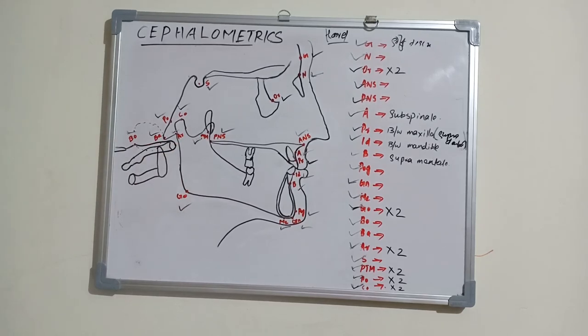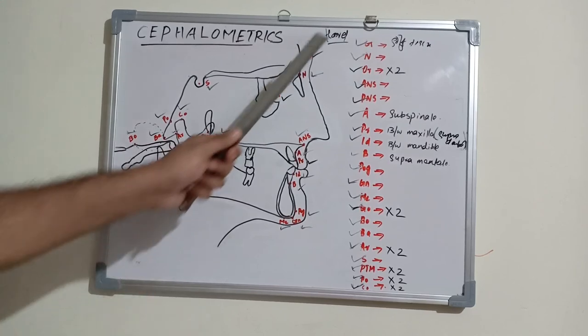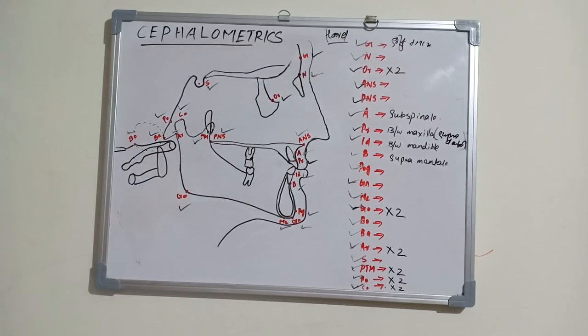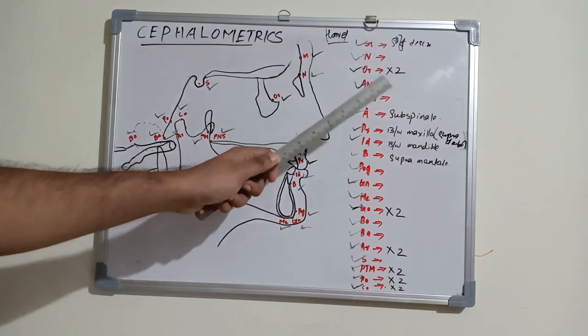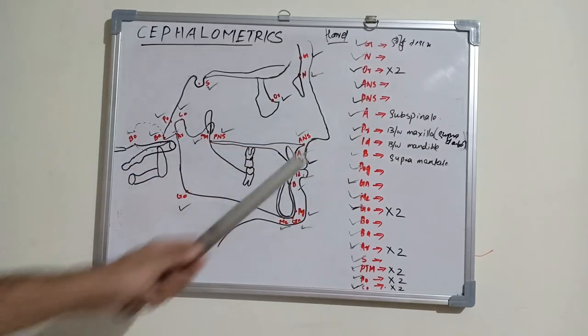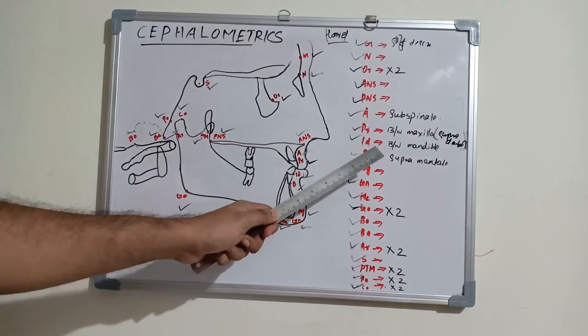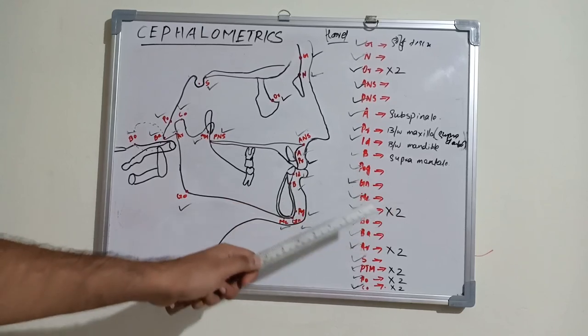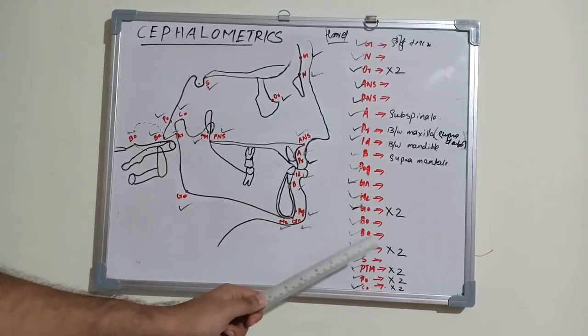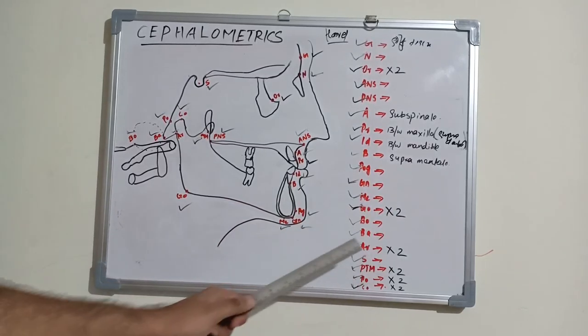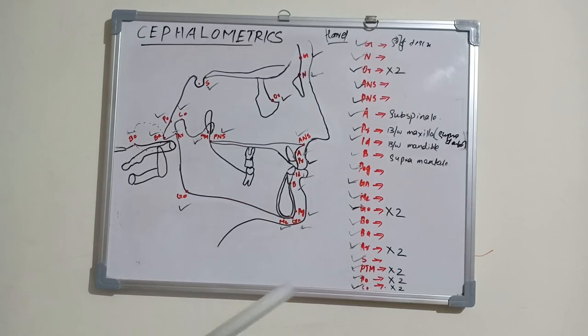So that's all about the landmarks. We have covered almost all the landmarks: glabella, nasion, orbitale, ANS, PNS, point A, prosthion, infradentale, point B, pogonion, gnathion, menton, gonion, Bolton point, basion, articulare, sella turcica, PTM point, porion, and condylion point. So these are the basic cephalometric landmarks, hard tissue and soft tissue.